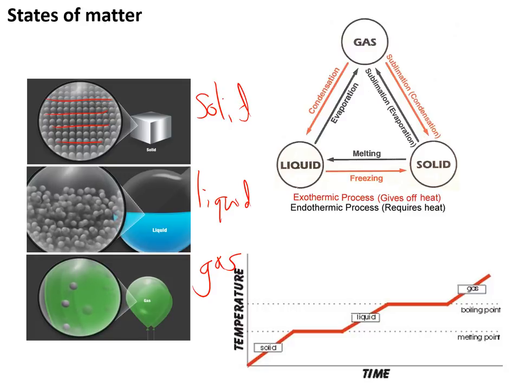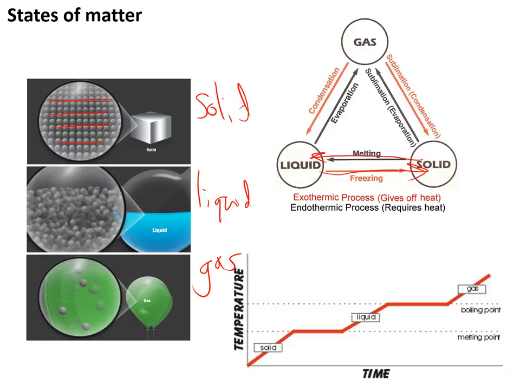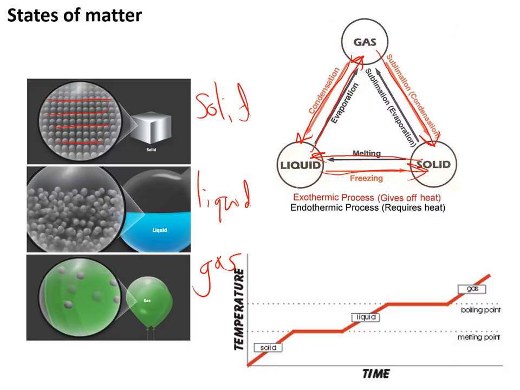Now, in terms of change of state, going from solid to liquid, we've got melting, and liquid back to solid is freezing. Going from liquid to gas is evaporation or boiling, either we get the mark, and going from gas back to liquid is condensation. Going from gas to solid is called deposition, and going from solid back to gas is called sublimation.